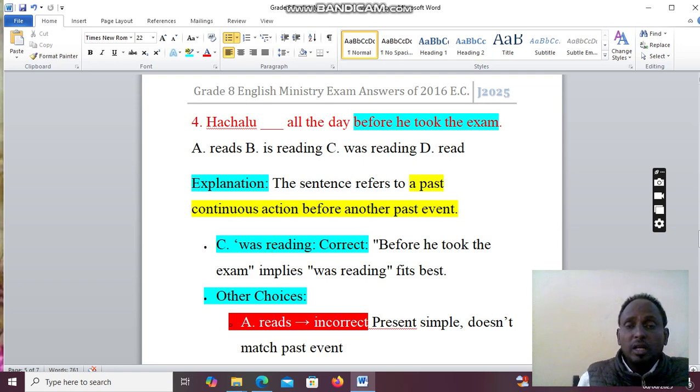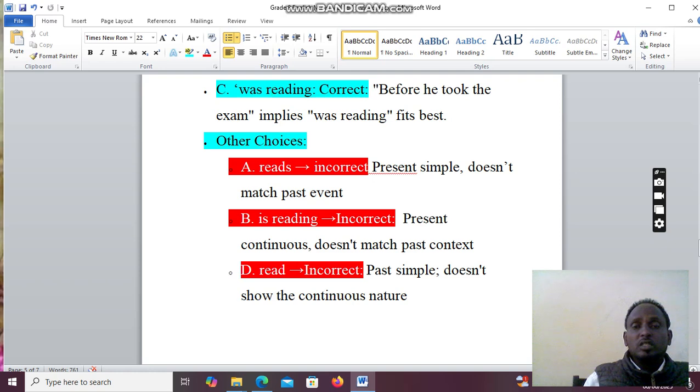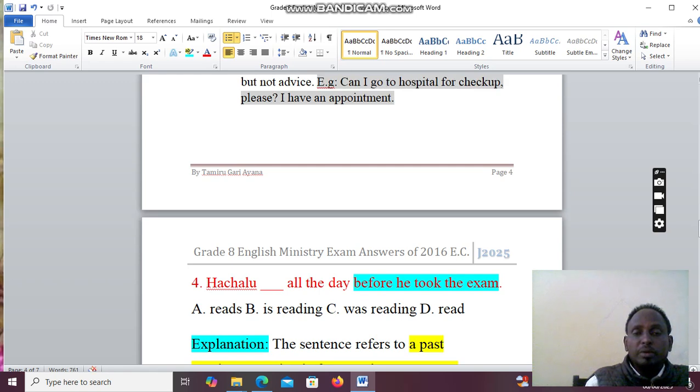So out of these 4 choices, was reading fits the context. When we come to other choices, A reads, and this is incorrect because this is present simple and it doesn't match past event. B is reading is also incorrect because it is present continuous which doesn't match past context. And D read is incorrect because this is past simple and doesn't show the continuous nature. So because of this, the correct choice for question number 4 will be choice C, which is was reading.